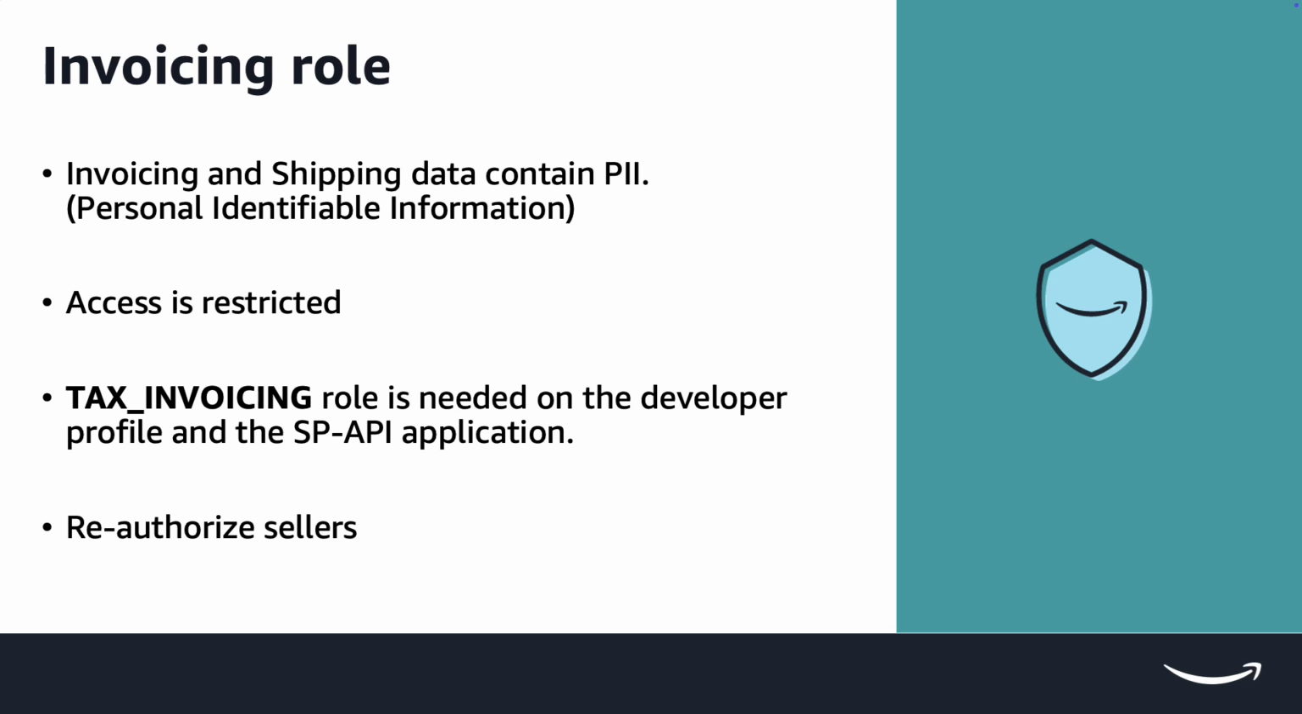Invoicing and shipment data contain personal identifiable information. For this reason, Amazon restricts access to the reports we've seen previously. To gain access to this data, solution providers and application developers need to request the tax invoicing role in their developer profile. Once the request is processed and accepted, developers can apply the role on their application profile. For sellers who have previously authorized an application, reauthorization is needed in order to be able to request the restricted resources on their behalf.